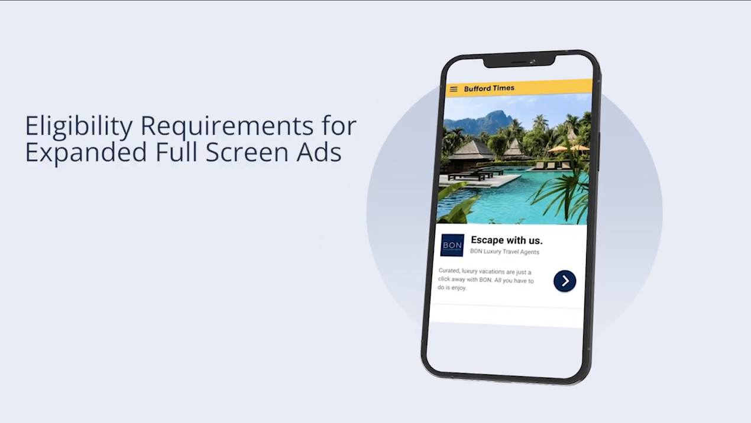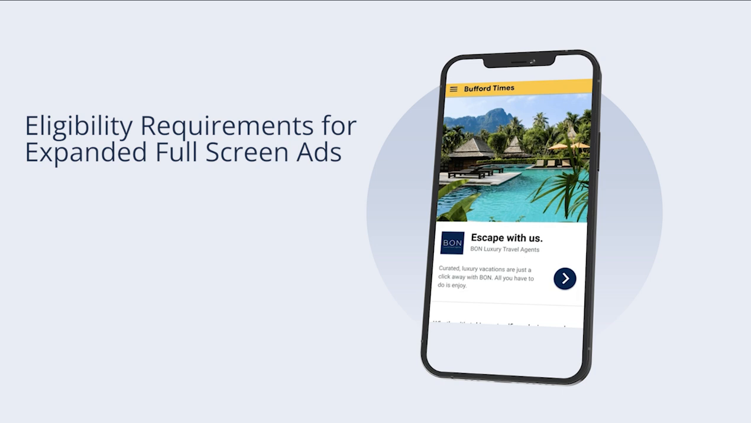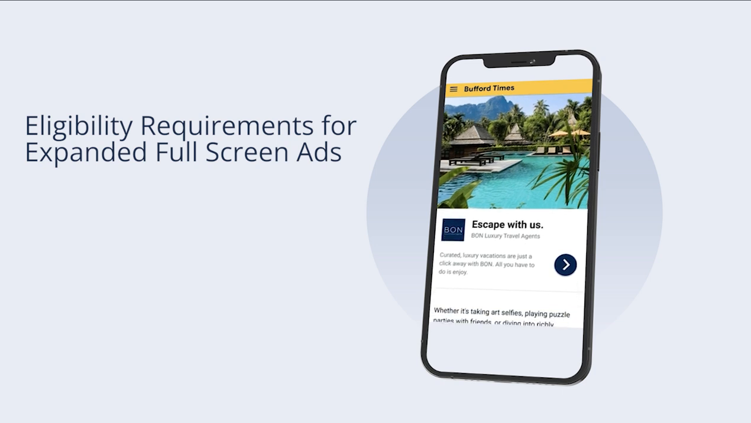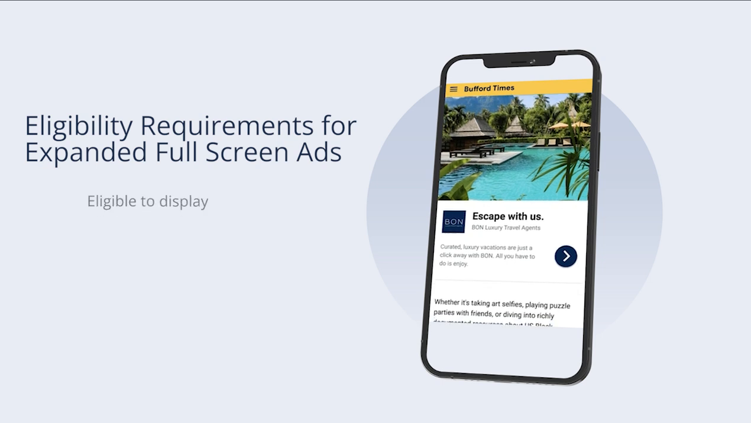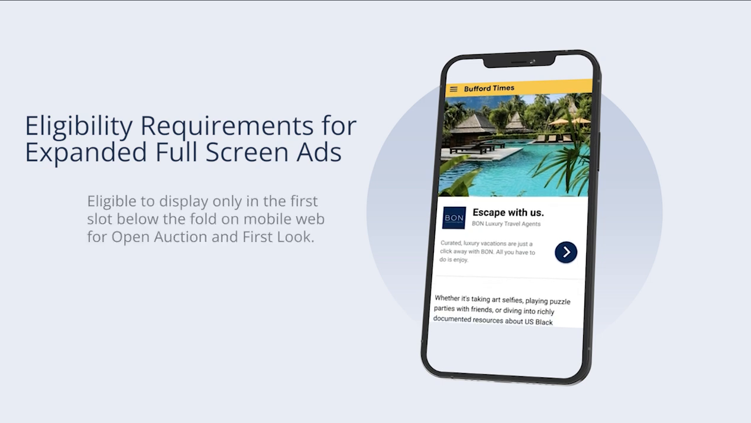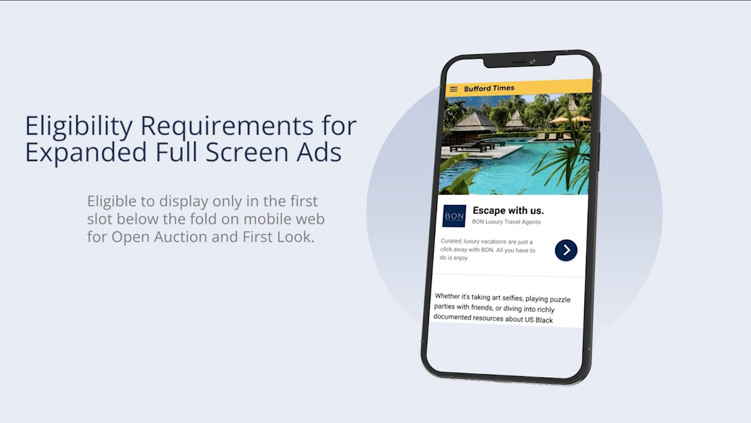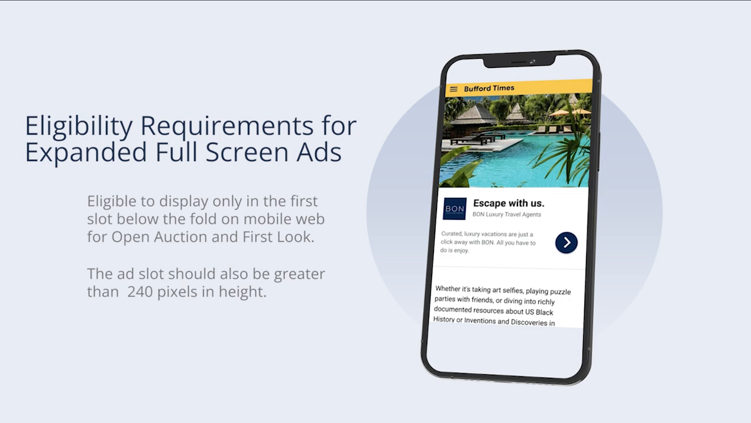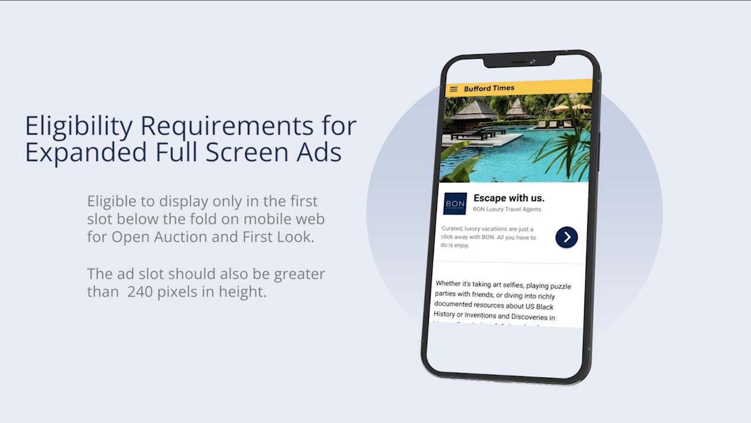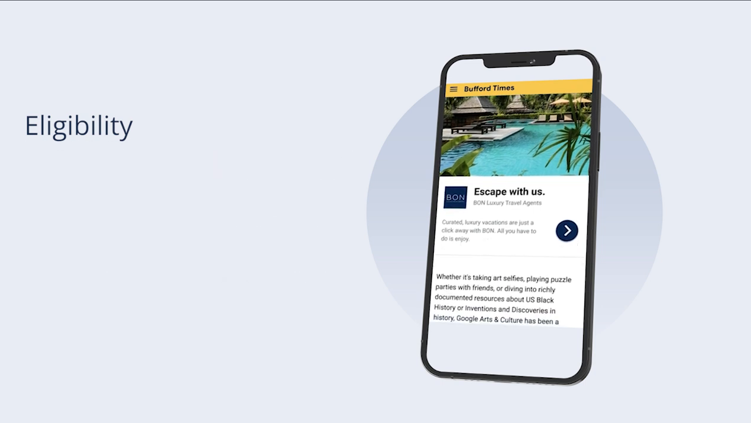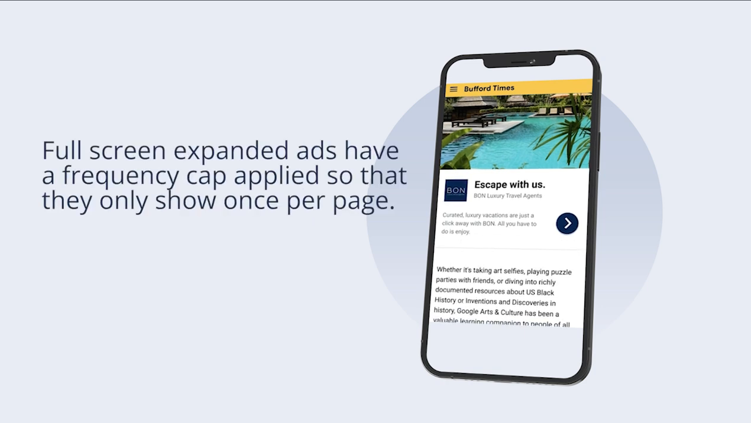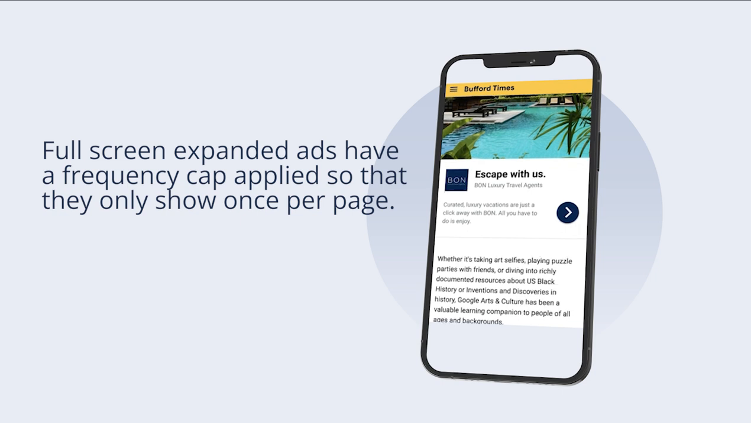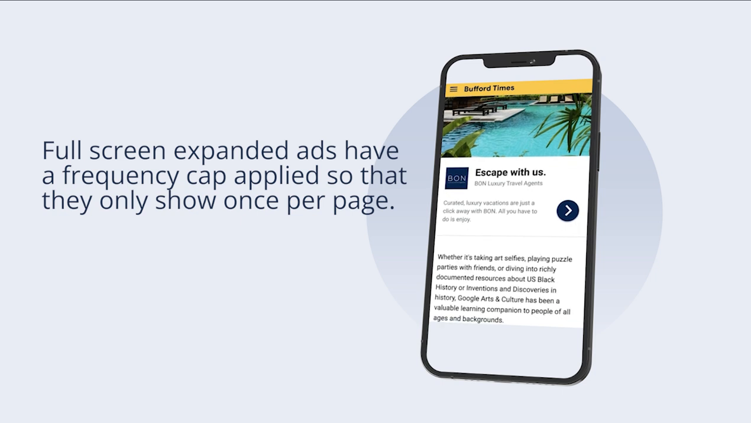There are a couple of eligibility requirements for expansion in mobile web for full-screen ads. Expanded full-screen ads like this one are currently eligible to render only in the first slot below the fold on mobile web for open auction and first look. The ad slot should also be greater than 240 pixels in height. To facilitate optimal user experience, these full-screen expanded ads have a frequency cap applied so that they only show once on every page accessed by the user.